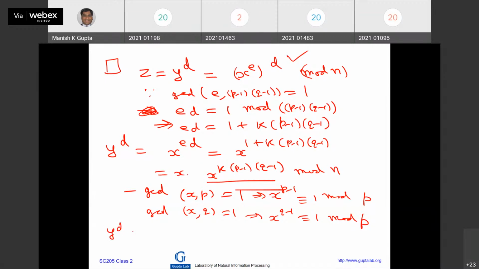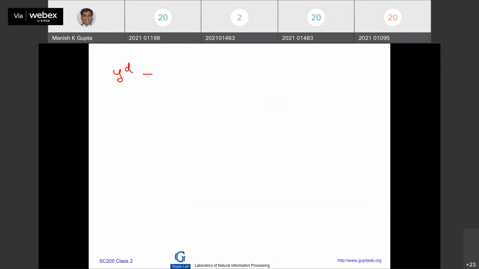This implies that Y raised to power D will be X times X raised to power P minus 1 k times Q minus 1, congruent to X into 1 mod P. Agree? Because I have to show it with respect to modulo n, but I am now showing it with respect to modulo P. With respect to modulo P, there is no problem because P is a prime number. I am applying Fermat's little theorem, right? So X into X raised to power P minus 1 raised to power k times Q minus 1, I can write it like this. This quantity is 1. So the whole thing is X into 1 mod P. Similarly, you can show that. So I have shown that this is X into 1 mod P.